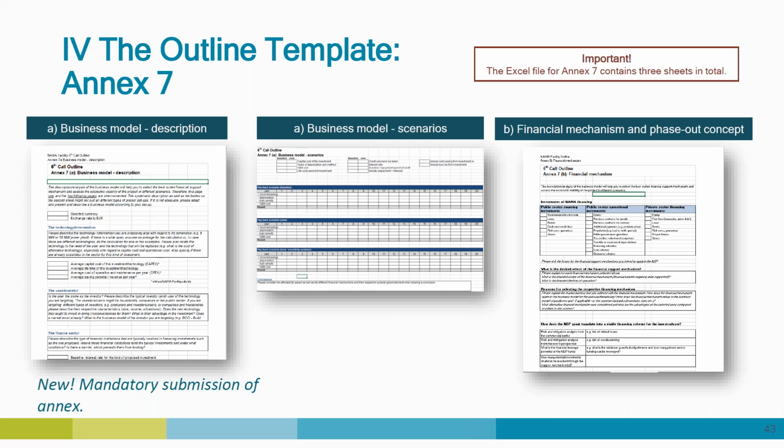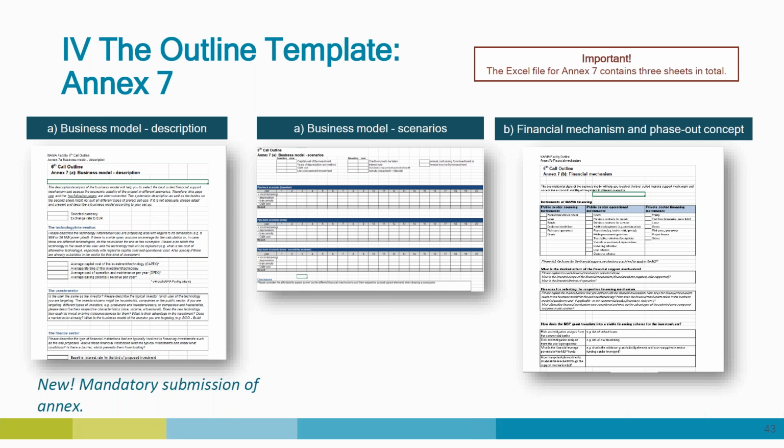Furthermore, please note that this annex also provides space for a detailing of the project's phase-out concept, which begins at the end of the NAMA facilities implementation support period. The Excel file containing Annex 7 has 3 sheets in total. So that was the overview of the new outline templates annexes.